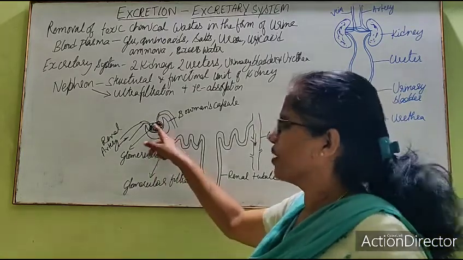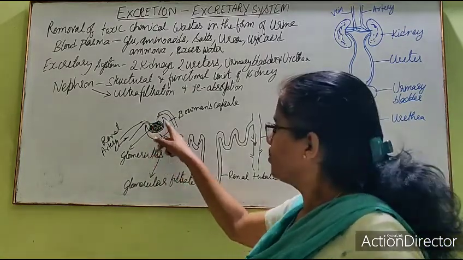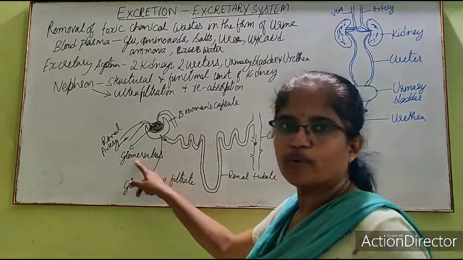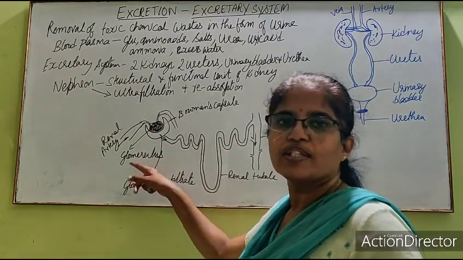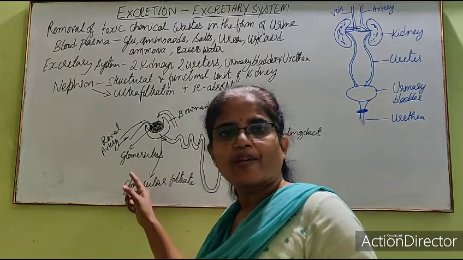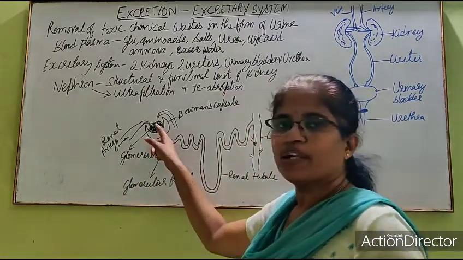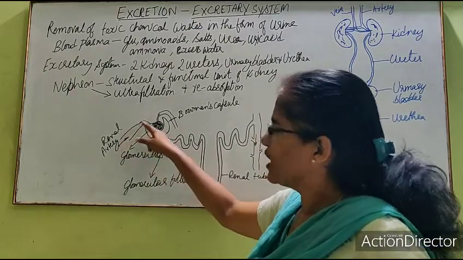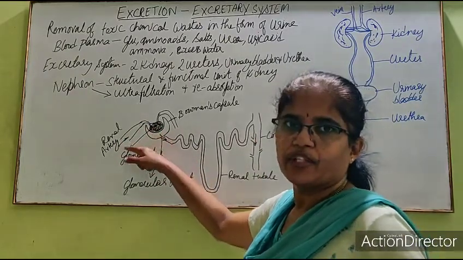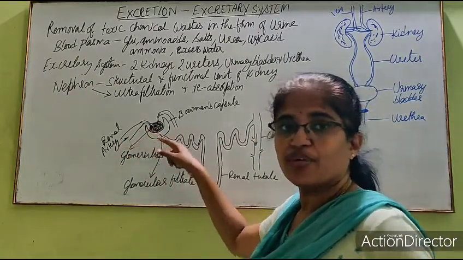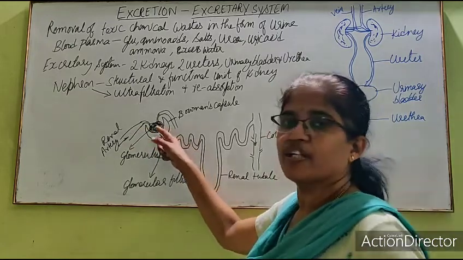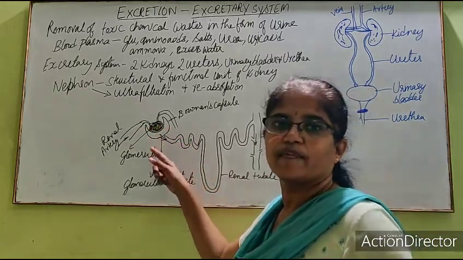It's a mass of capillaries present in the Bowman's capsule called glomerulus. Glomerulus is a network of capillaries formed from the renal artery. In these capillaries, blood flows with a high pressure. Due to that pressure in the capillaries, blood gets filtered out.